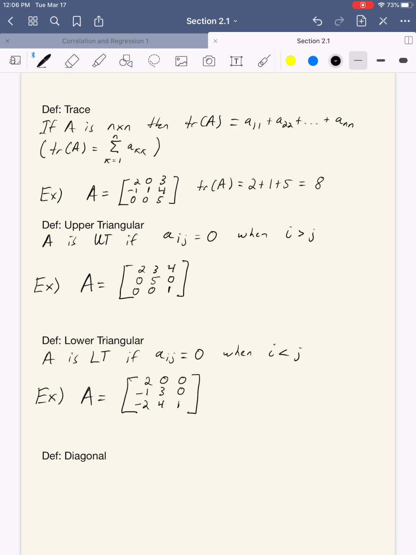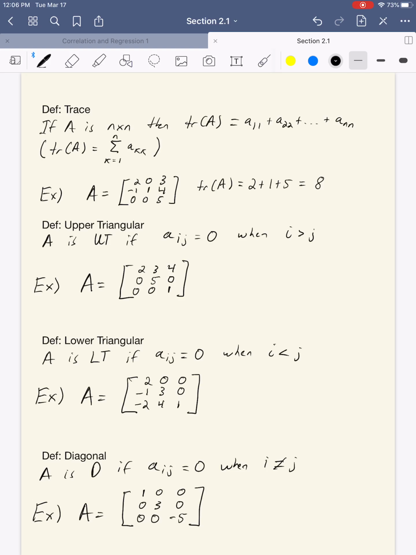So in this last one, we're going to be talking about diagonal. So A is diagonal if A sub ij is equal to 0 when i is not equal to j. So a matrix is diagonal if the only non-zero values show up on the diagonal. So an example of this would of course be some matrix that maybe looks like 1, 0, 0, 0, 3, 0, 0, 0, negative 5. And again, for a diagonal matrix, you'll notice that the non-zero values only exist on the diagonal itself.